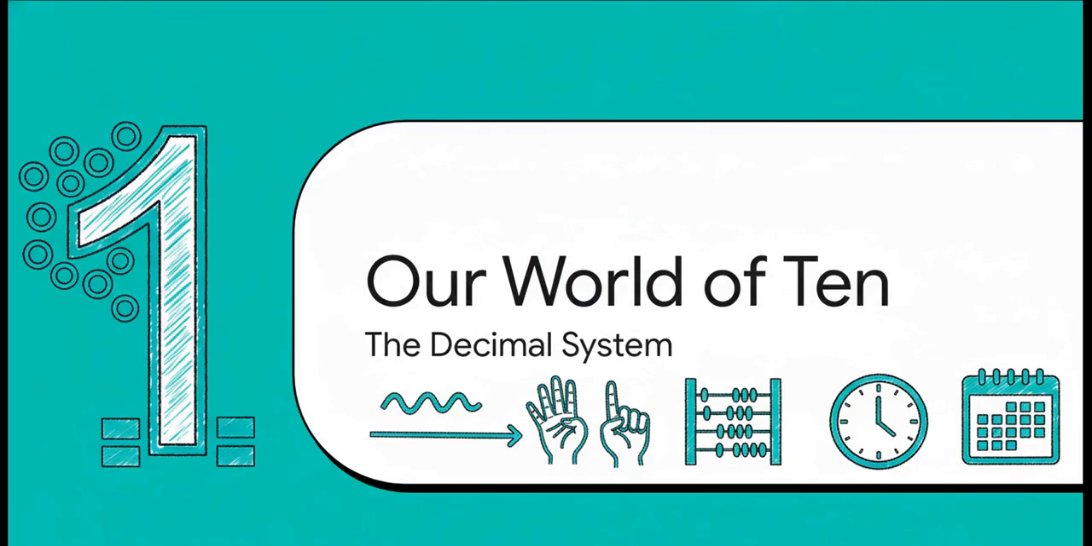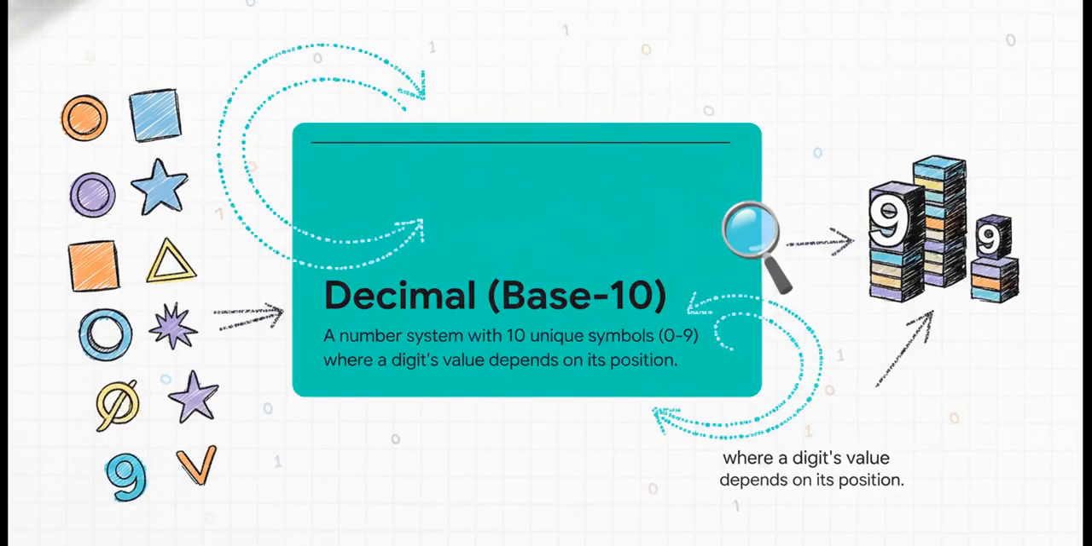So, to really get a grip on the computer's world, we've got to start with our own. And the number system we use every single day, probably without even thinking about it, is called the decimal system. Our system is called base 10, for a pretty simple reason. It uses 10 unique symbols. But the real secret sauce, the magic, is this idea of positional value. The 9 in the number 900 is worth a whole lot more than the 9 in the number 9, right? And that's all because of where it's sitting.